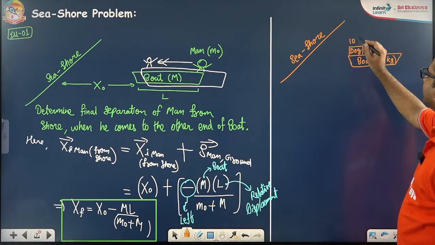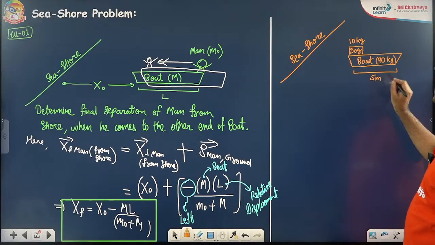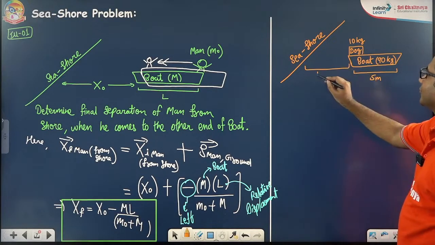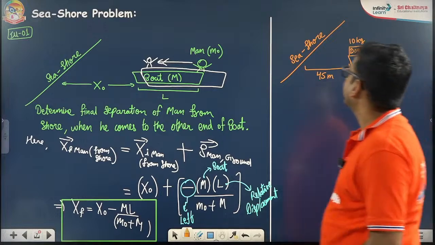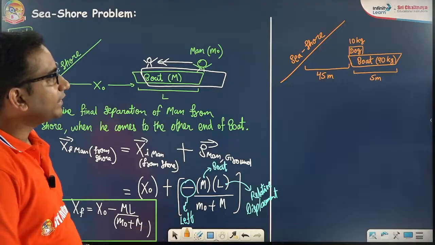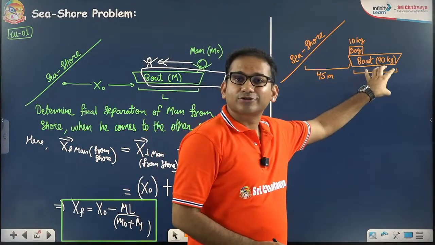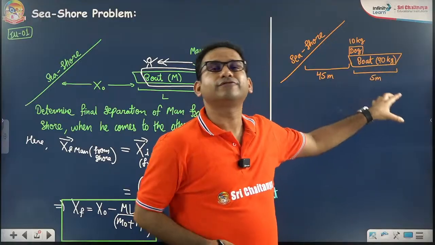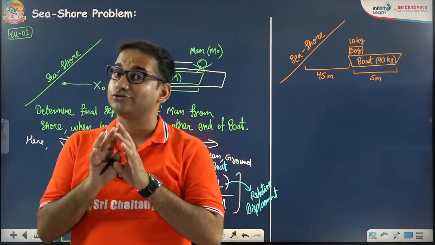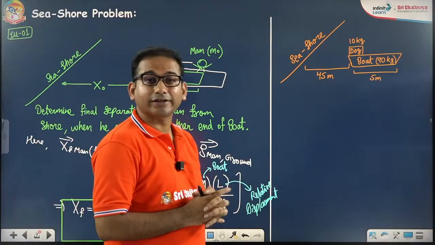The dog's mass is 10 kg. This distance is 5 meters, and the initial distance from the shore is 45 meters. It's a two particle system, dog plus boat. Since it is over the surface of the water, there will be negligible friction offered by the water, meaning there is no external force acting on the system as such.